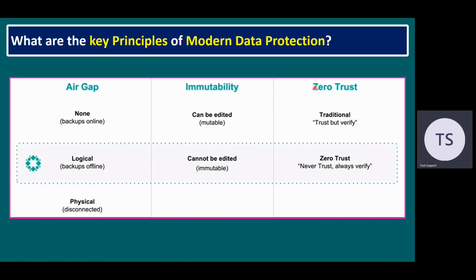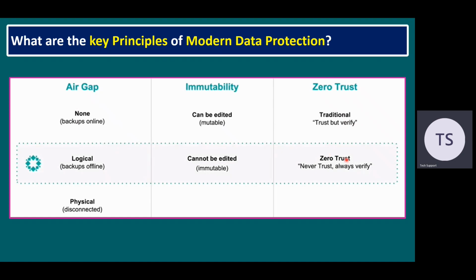Okay, and another key principle is zero trust. Zero trust means never trust, always verify. That means once your backup is completed, it always verifies all your data for any issues in your existing backup data. If there are no issues, only then will it keep that backup as a logical air gap and make it immutable, so it cannot be edited. In traditional architecture, it is trust but verify. It is a default trust and then it verifies, but that is not recommended. What is always recommended is zero trust.